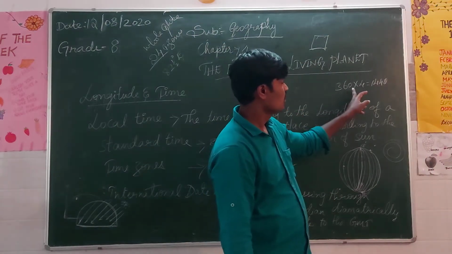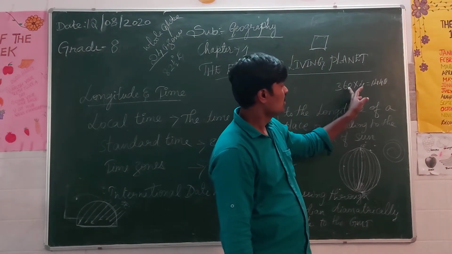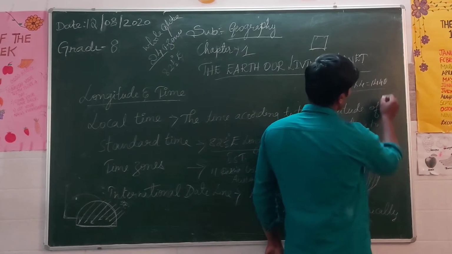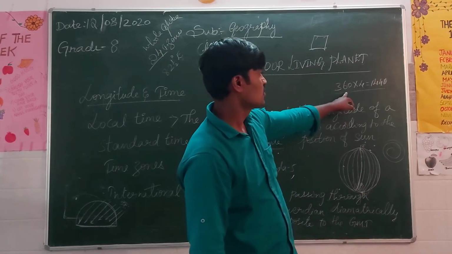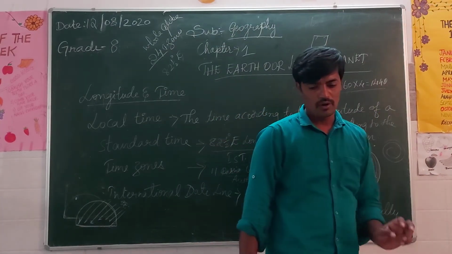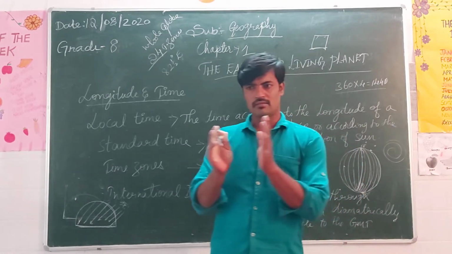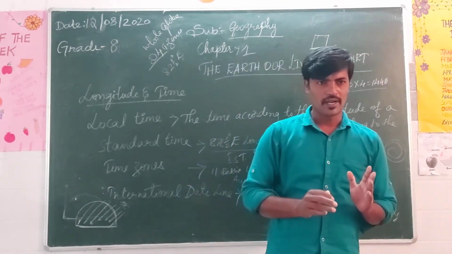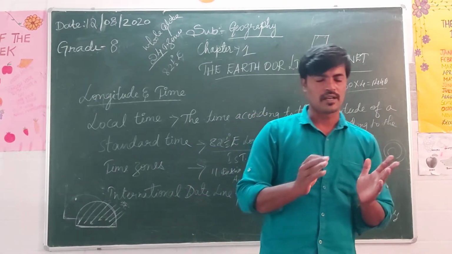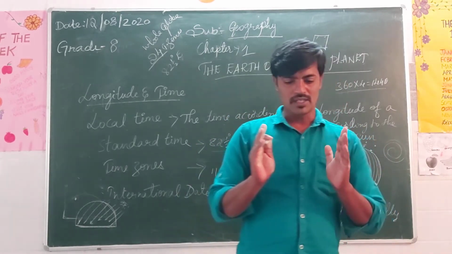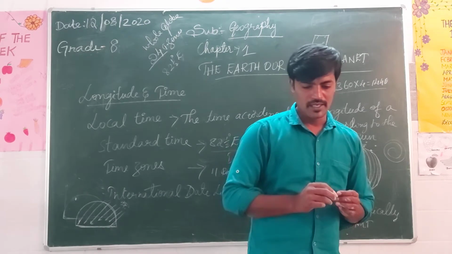So when we calculate the time, the difference is 4 minutes per degree, that is 360 into 4. Each grid, each meridian, has a difference of 4 minutes. So each grid gap is 4 minutes.